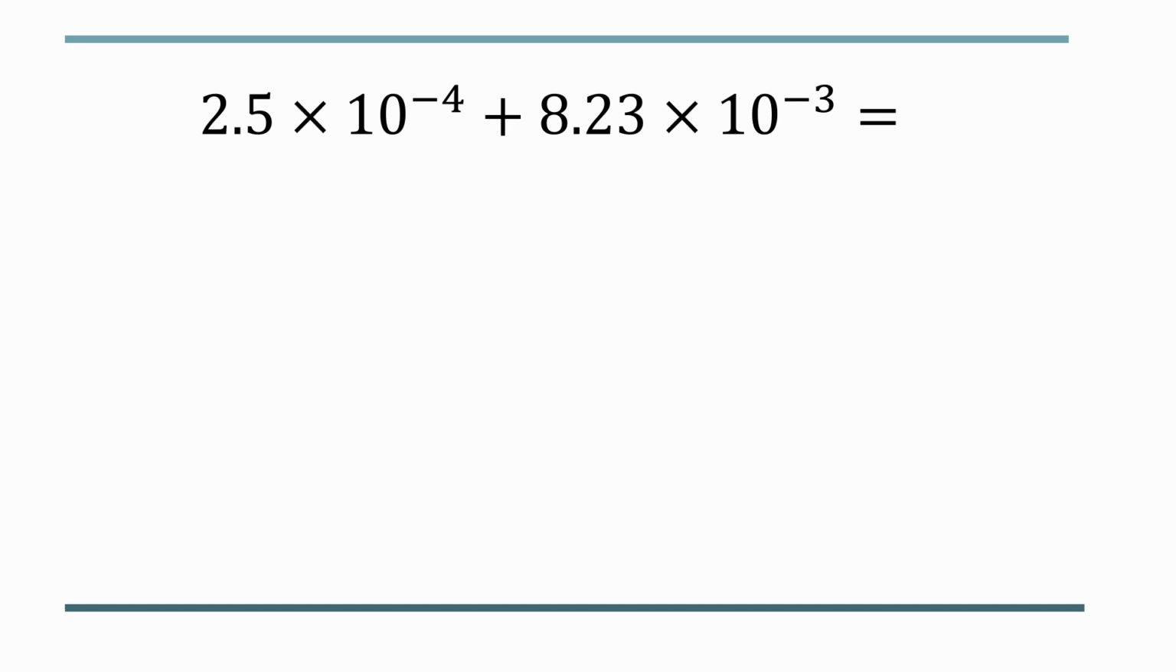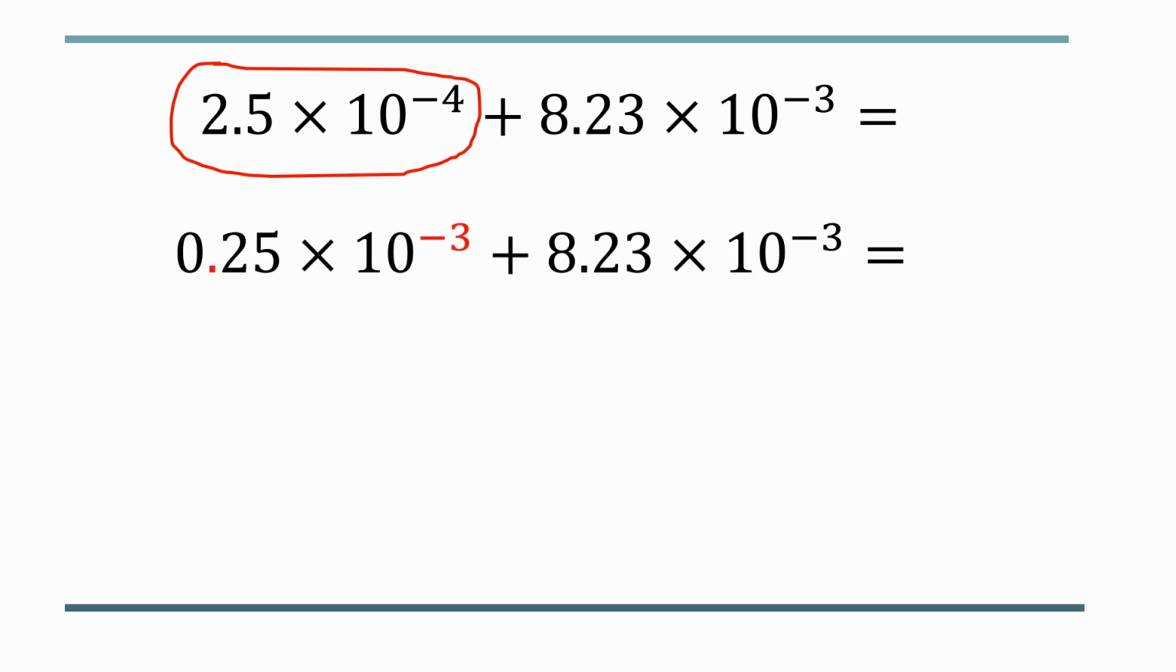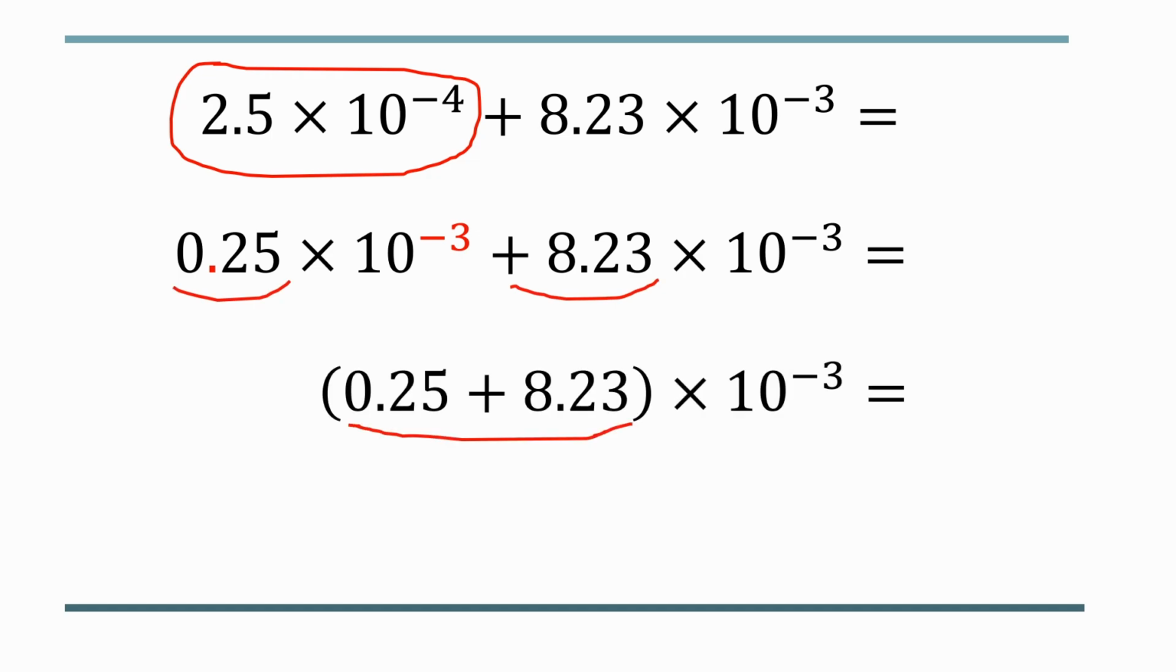So we need to modify the first term by moving the decimal point of 2.5 to the left once. Moving the decimal point to the left makes a number smaller, so we compensate by increasing the index of the power of 10 by 1. Minus 4 becomes minus 3. We end up with 0.25 times 10 to the power of minus 3. Put the a parts together and factorize, process the brackets, and get the final answer.